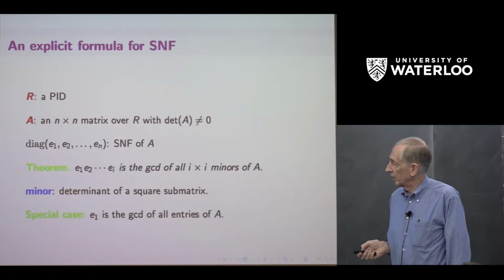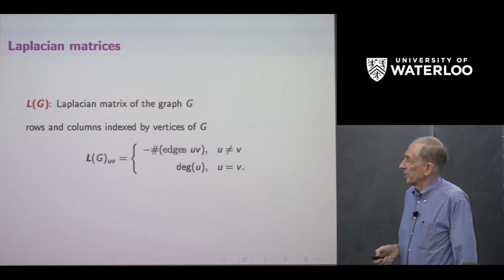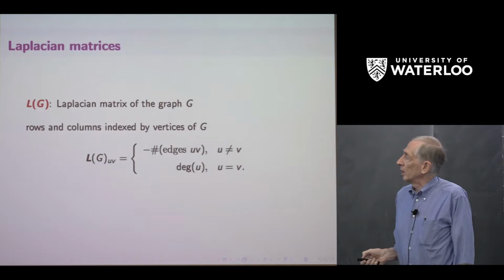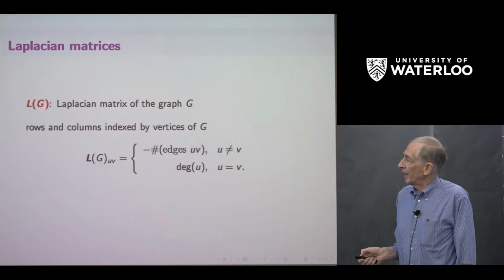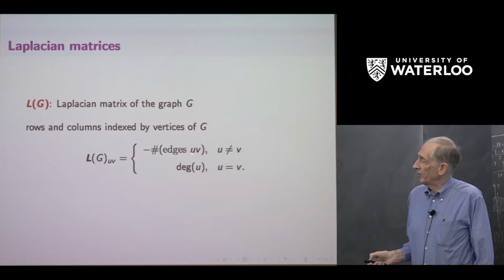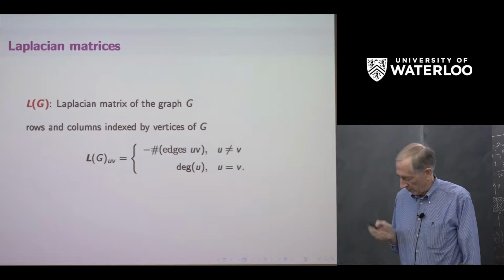Okay, so let's look at some examples now of matrices that arise in combinatorics and what we can say about their Smith normal forms. Well, an important matrix that you can associate with a finite graph G is the Laplacian matrix. The rows and columns are indexed by the vertices of G. And if u and v are vertices, the uv entry is minus the number of edges between u and v if u is not equal to v. And on the diagonal, when u equals v, the degree of u. A very well-known matrix associated with a graph.